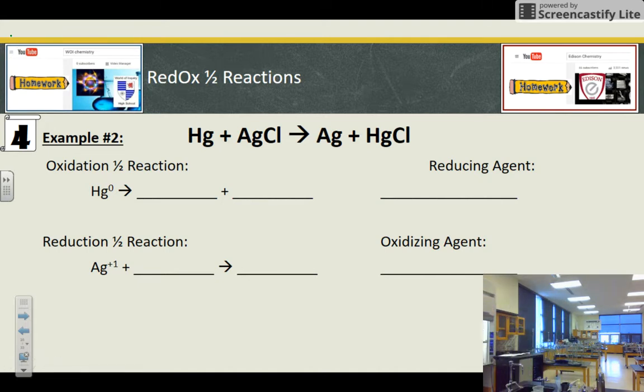So again, I'm going to go ahead and label up my lone elements as 0 first. And then I'm going to start backwards, say, oh, this is a -1, so there must be a +1. And this is a -1, so this must be a +1. And I'm saying Hg0 goes to Hg plus 1. And then how many electrons from 0 to 1? Well, that's 1 electron.